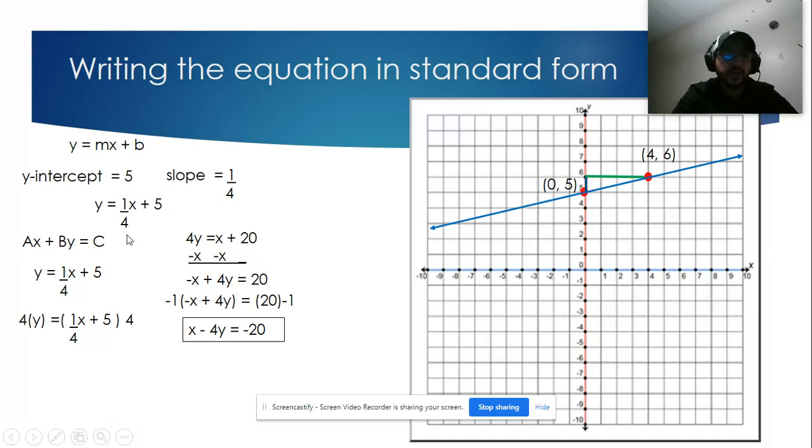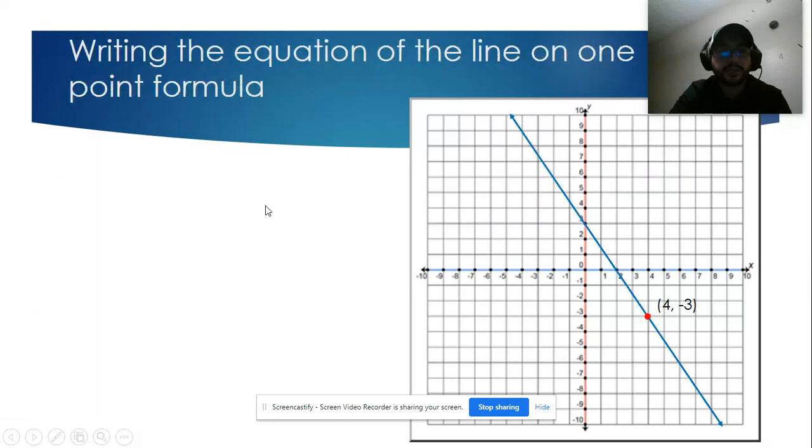So you need to find it in y-intercept form and then make it look like standard form by moving the x's and the y's to the left and the constants to the right. Let's see the point-slope formula. The graph is given and one point is given, so I just need to find the slope, which in this case is -3 divided by 2. So my slope will be -3 divided by 2.